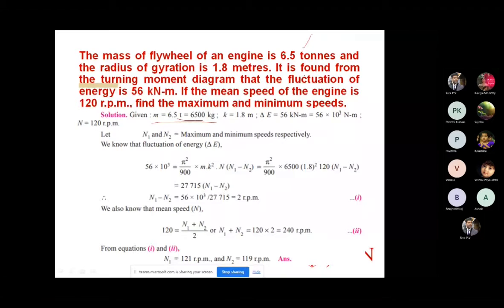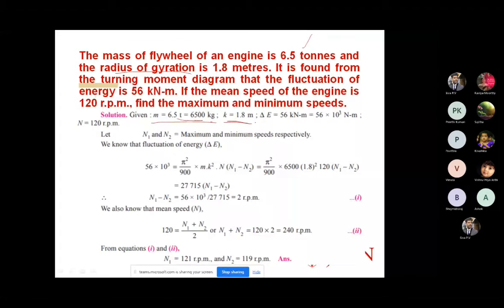Next, radius of gyration, which is K. Don't forget the symbol, and not only in this case, in all subjects, don't forget the units and notation letters. So radius of gyration K is 1.8 meters. In case it is given in mm, we have to convert it into meters. Next, it is found from the turning moment diagram the fluctuation of energy.